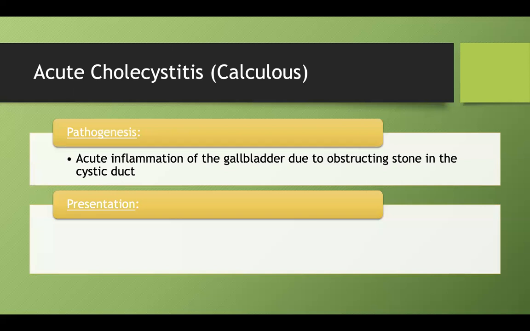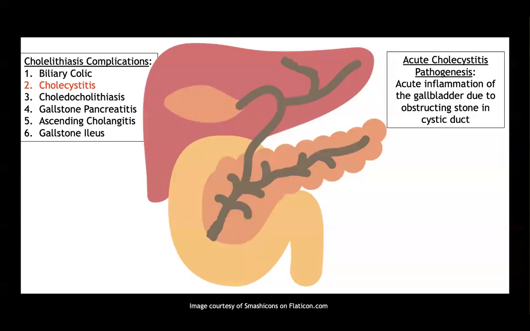And so the reason why you're getting inflammation of the gallbladder is because you have a stone that's stuck within your cystic duct. So here we have our picture of bile flowing down and everybody's happy. But in acute calculous cholecystitis, you're going to have a gallstone stuck there. And because there's nothing that can escape, you can easily have inflammation over time.